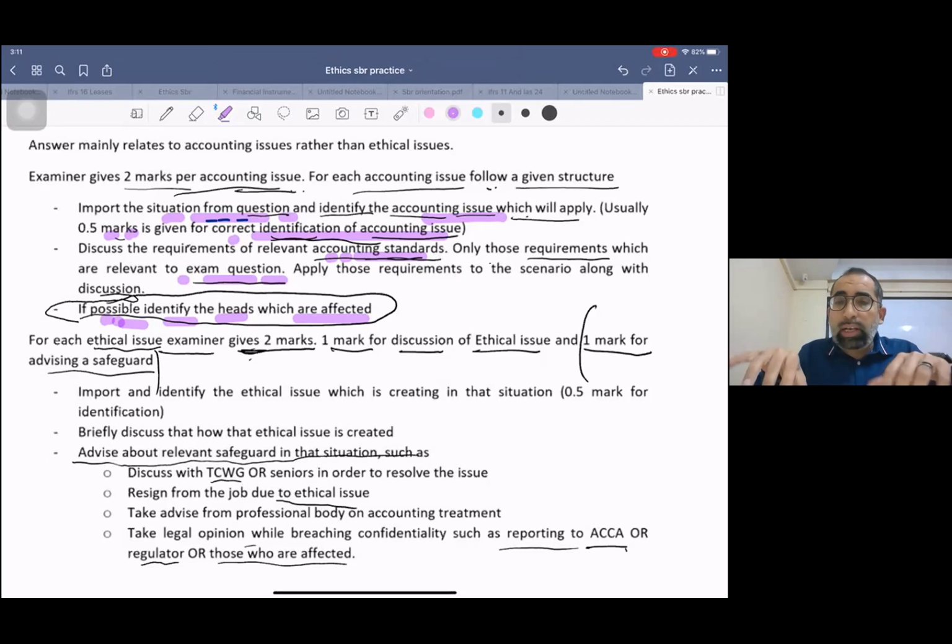Because of this accounting issue, which heads will be affected? Like your equity will be affected, your non-current assets will be affected, your gearing will be affected. You need to identify it.